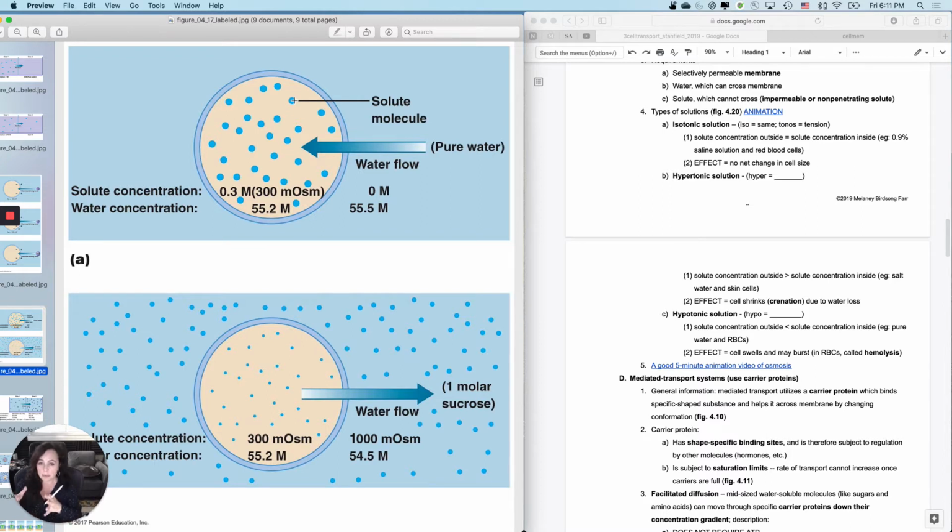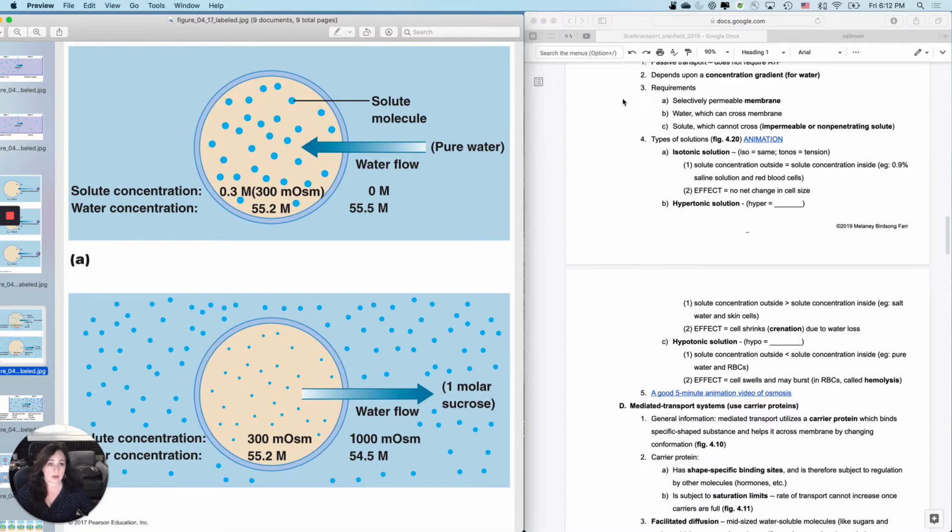So if the membrane were permeable to the solute, then the solute would move and it would be simple diffusion. But in this instance, you've met both of these criteria. You are going to have a selectively permeable membrane, and you're going to have water that can move across it and the solute cannot move across it. So this is super important.